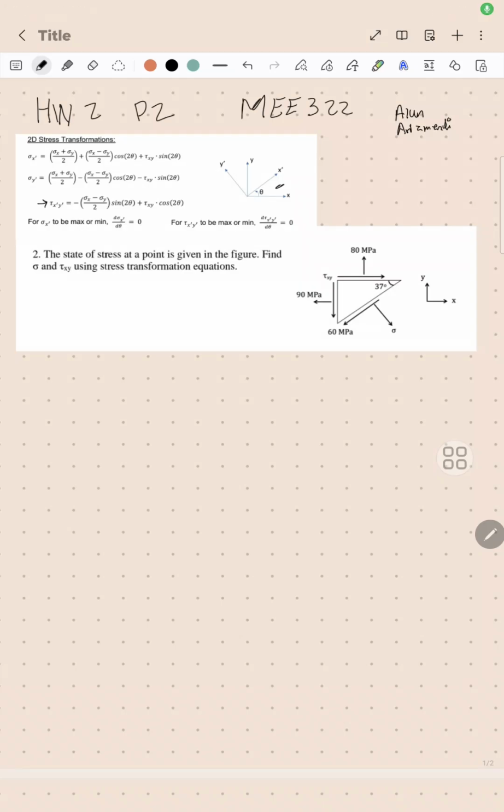So this is going to be from MEE 322. It's going to be from Homework 2, Part 2. I was given permission by Dr. Lee in order to post this and work on solutions for the students. So let's get at it.